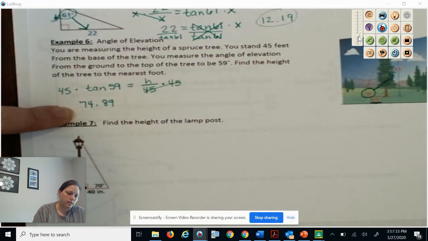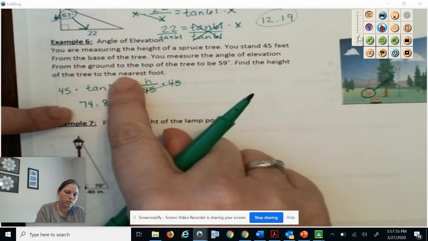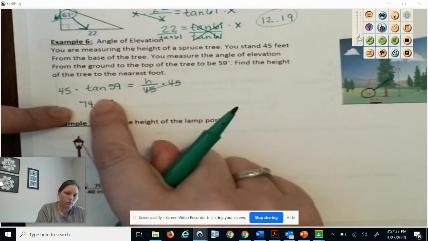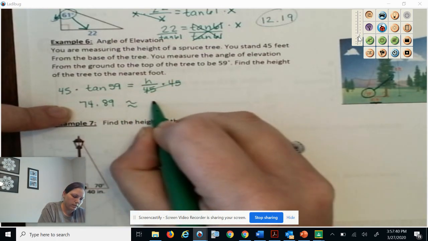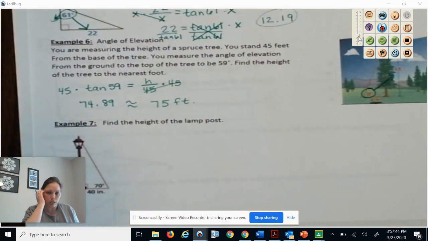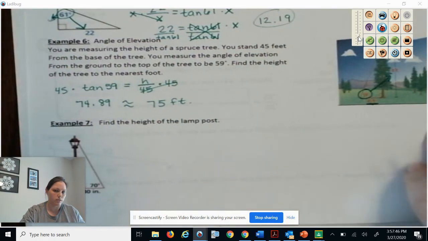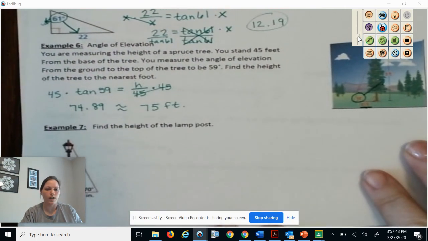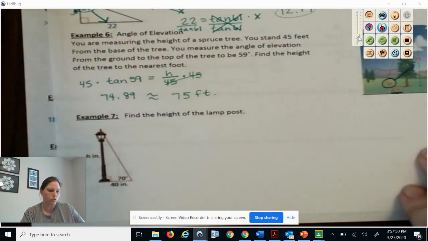Okay, now our instructions say find the height of the tree to the nearest foot. So we need a whole number, so that's about 75 feet. And that's a lot more accurate than a long, strung out tape measure that has to find its way through all those branches of a tree.